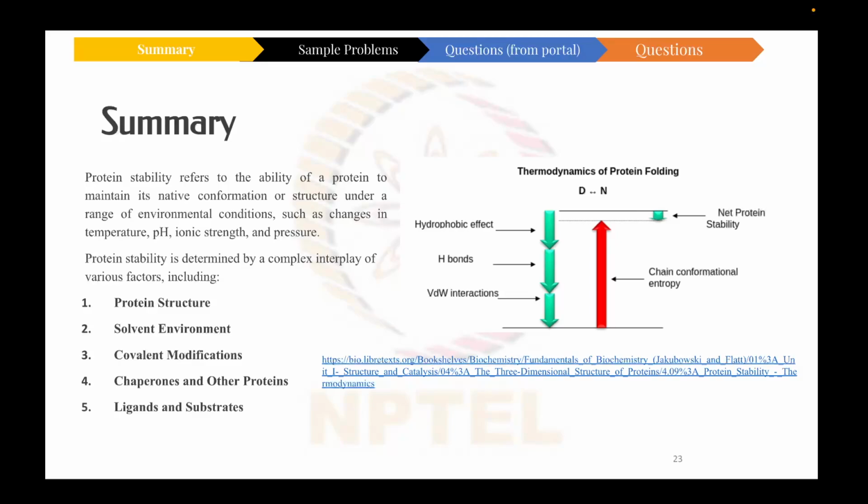Then we have van der Waals interactions and hydrogen bond interactions. They mainly affect the enthalpy, and the opposing force of the folding is the conformational entropy. So the balance between the forces promoting folding and opposing folding is the net protein stability, and it is a very small value, which hardly ranges from 5 to 25 kilocalories per mole.